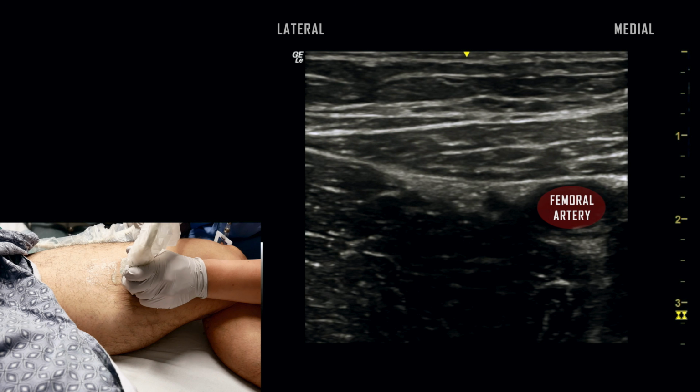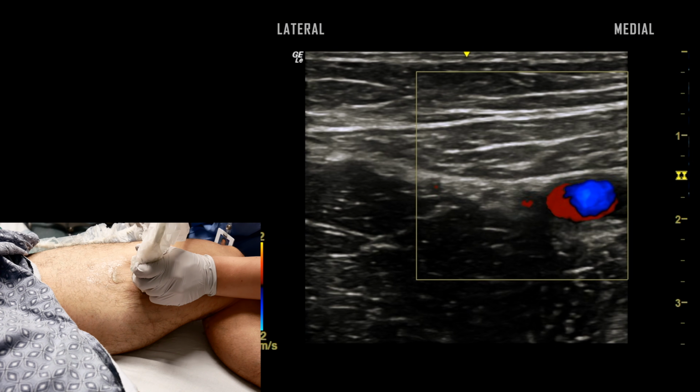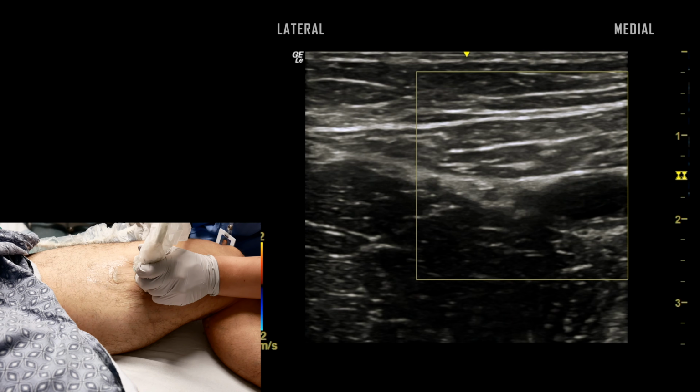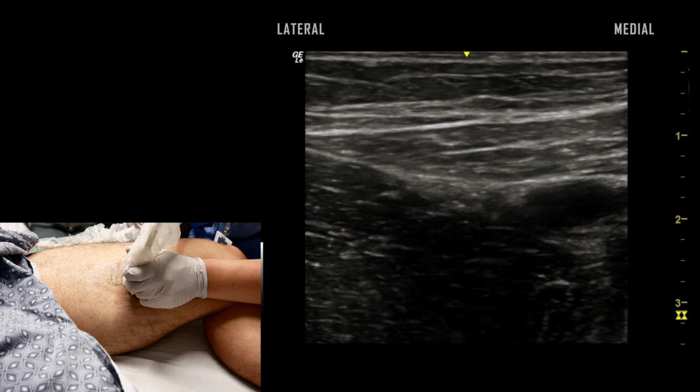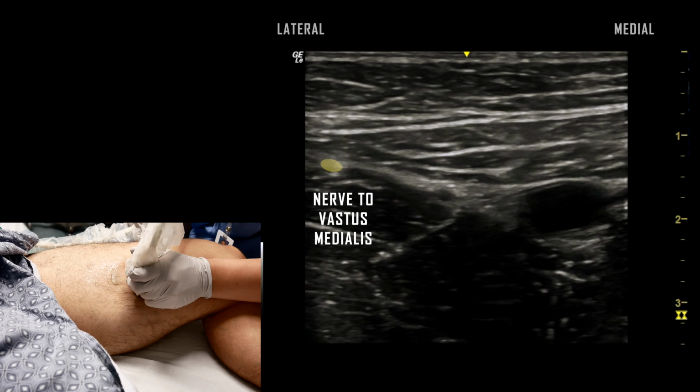The femoral artery is in close proximity to the saphenous nerve above the knee and is an important initial landmark. Color Doppler is helpful to identify the femoral artery. The nerve to the vastus medialis is seen more proximally here.